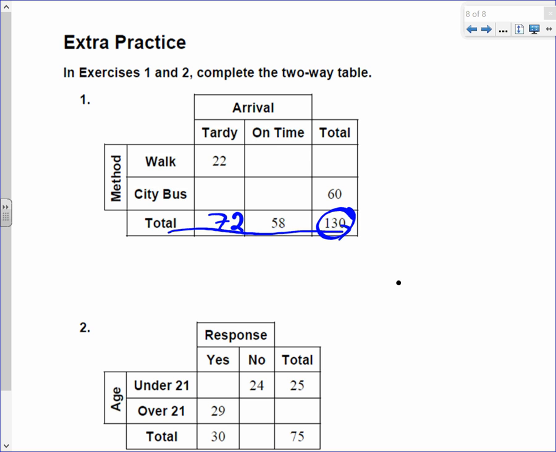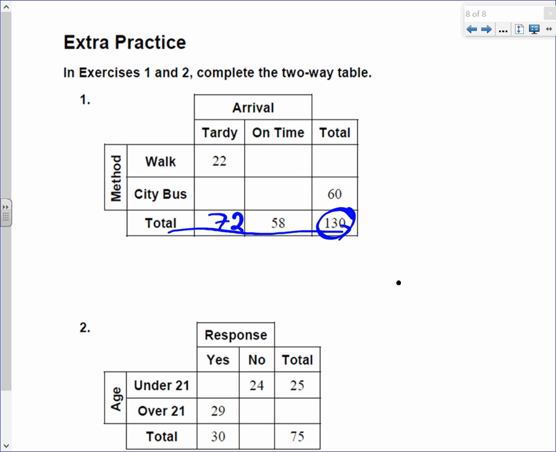Notice the logic. The logic was if both these add up to be 130, well, to get this marginal frequency, just take 130 minus 58, you're going to get 72. By the way, this is what assignment 28 is about, for those of you already on it.